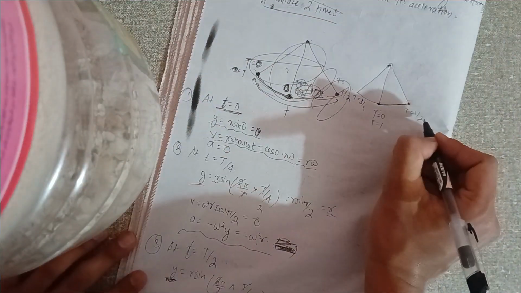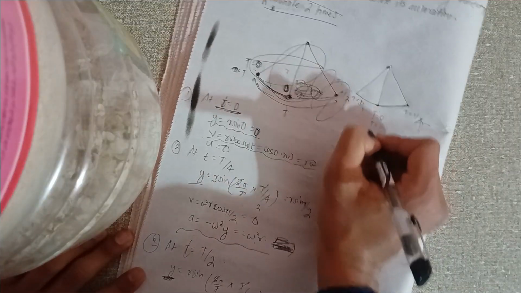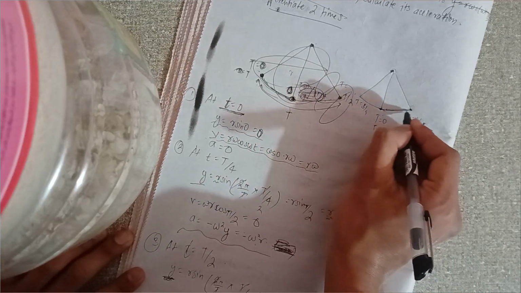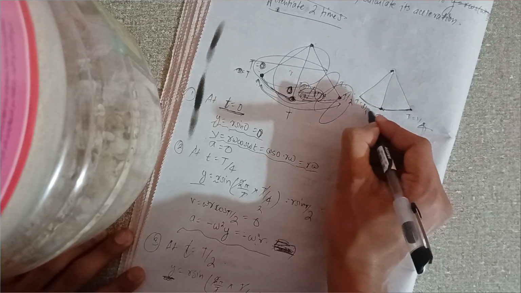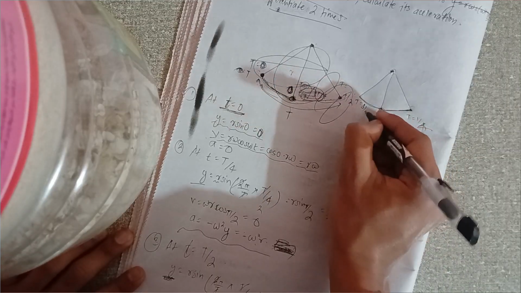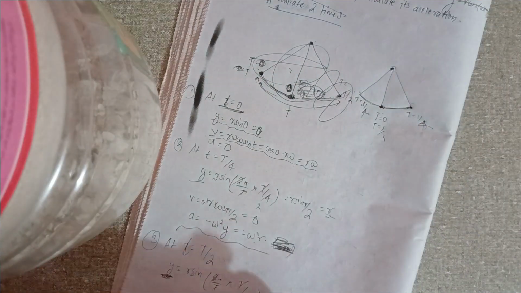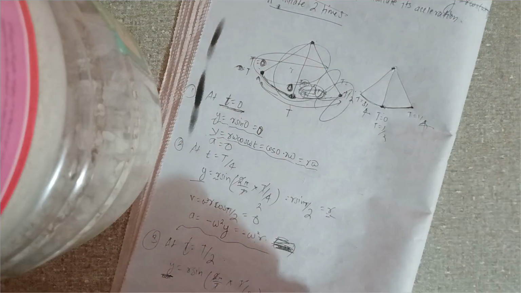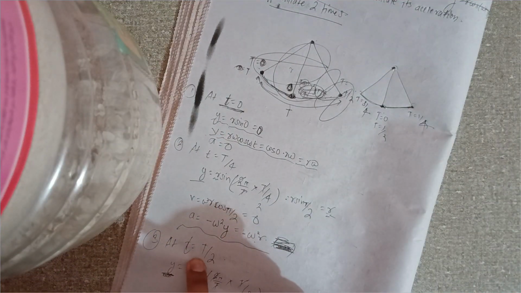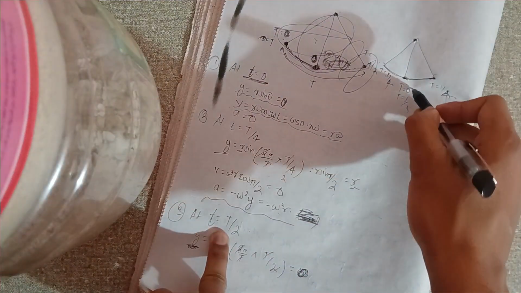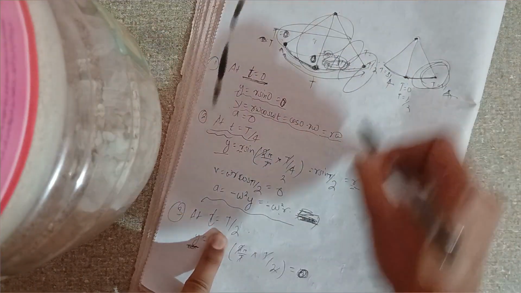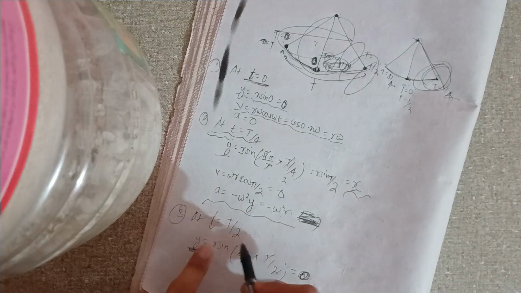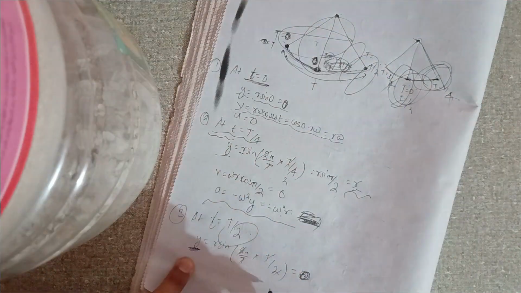Oh, this is T by 4, and this is 1 by 4 plus 1 by 4. This is 1 by 2, and this is 3T by 4. So at T by 4, it is r, the radius. At T by 2, however, it is 0 again. At T by 4, look at this, this point is r. At T by 2, again at this point, it is 0.